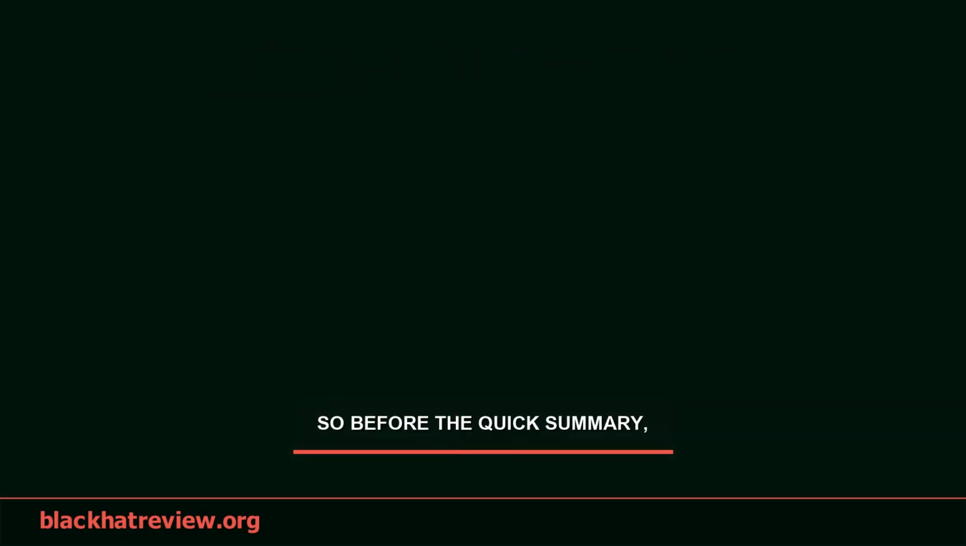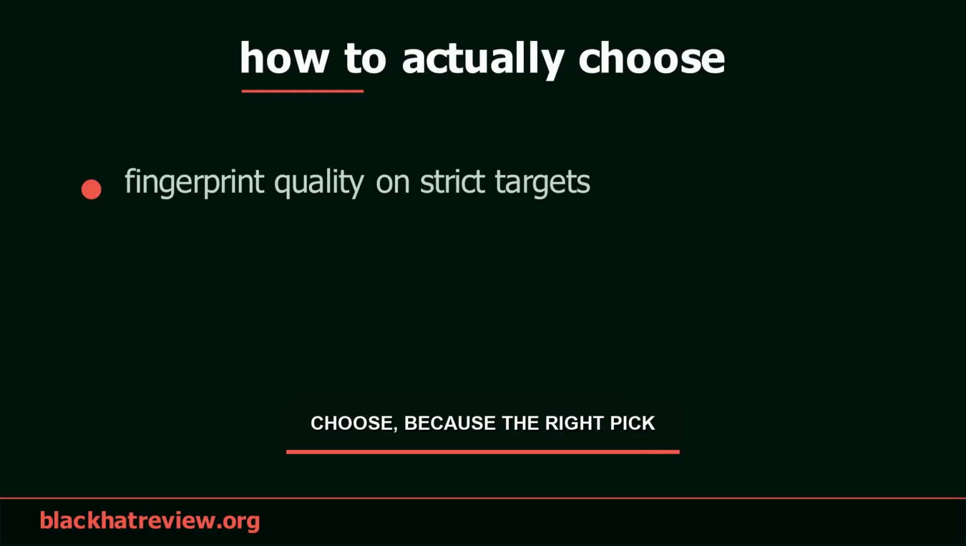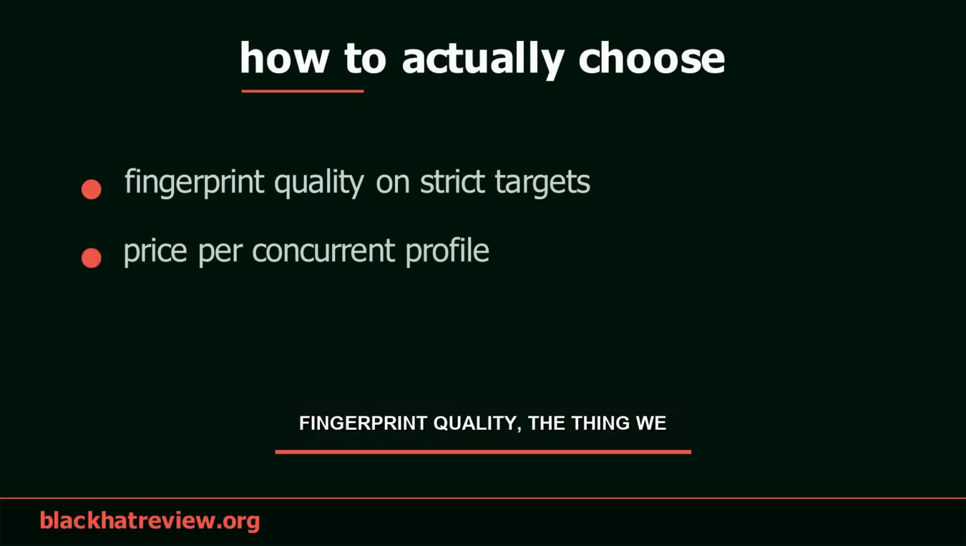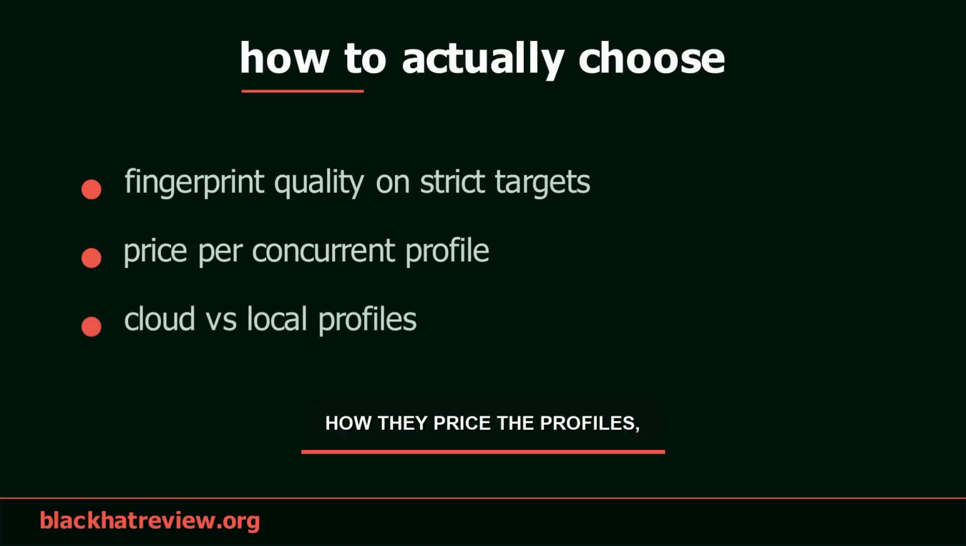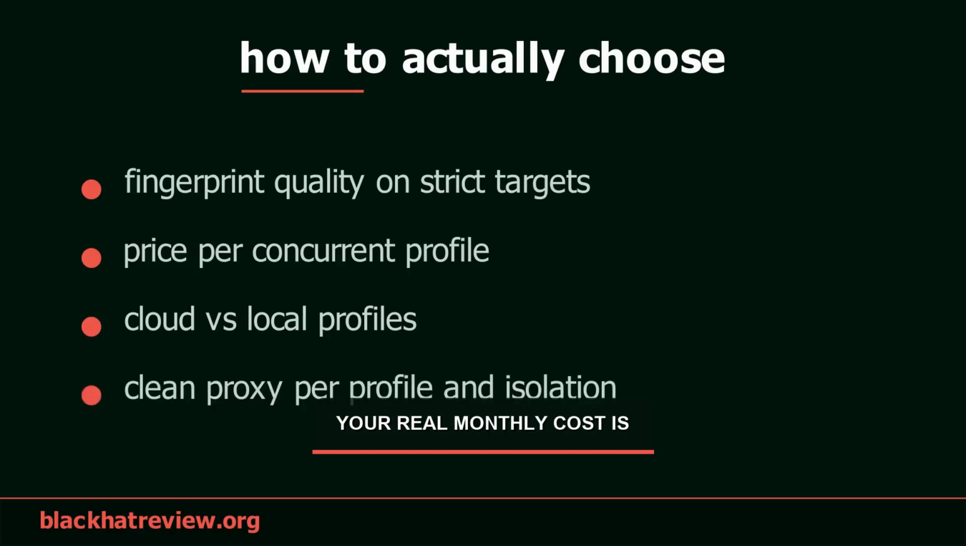So before the quick summary, here is how to actually choose, because the right pick depends on what you are doing, not on which name is loudest. First, fingerprint quality, the thing we already covered, which matters most on strict targets and matters less on soft ones. Second, how they price the profiles, because almost all of these charge by how many profiles you run at once, so your real monthly cost is just your account count times their tier.